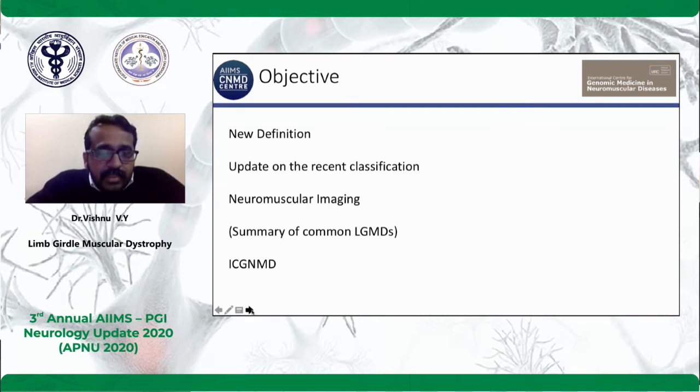There are issues with that, and these are the two main objectives. If these two are covered, I will be happy in half an hour. I'll also talk a little about neuromuscular imaging, primarily because we are trying to establish a neuromuscular imaging protocol with Professor Ajay Garg for our AIIMS Comprehensive Neuromuscular Disorder Center. I'll show you some basics of it. If time permits, we'll summarize some common LGMDs, but that's unlikely. And I'll have one slide on the ICGNMD, so that the audience can also benefit from that project.